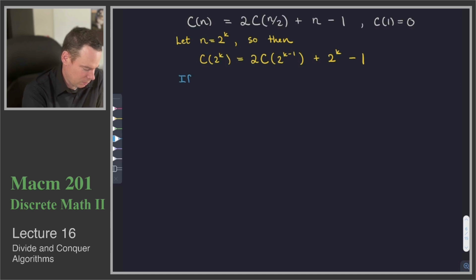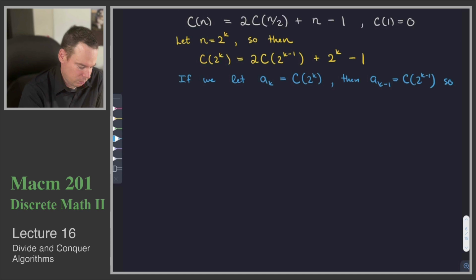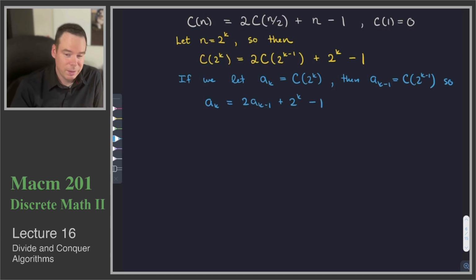So if we let a_k denote C(2^k), then a_{k-1} is just C(2^(k-1)). So our recurrence relation becomes a_k = 2a_{k-1} + 2^k - 1. And that's a first order non-homogeneous recurrence relation.